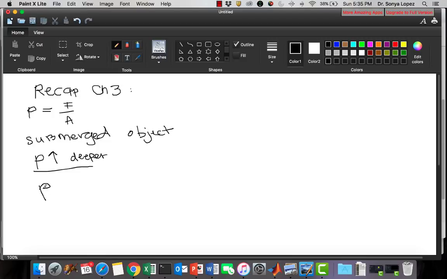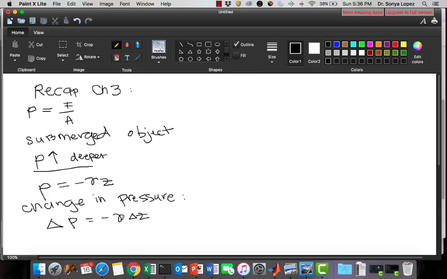The relationship to calculate that pressure distribution is pressure is equal to negative gamma Z. We typically use this equation when we're discussing the change in pressure, which is delta P is equal to negative gamma delta Z. Okay, so these are the most important concepts that we learned from last time. And we're going to continue developing, especially when we're talking about this equation. This equation is going to be incredibly important for this lecture.